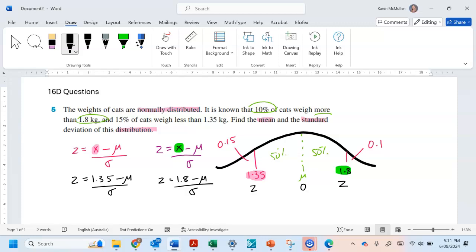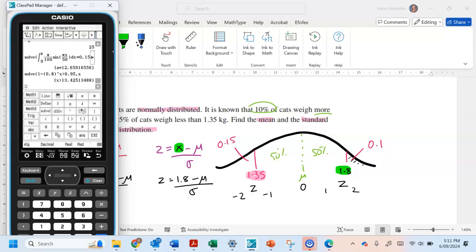Sorry, I'm thinking ahead. If we've got 10% up here, in this section, I know that's going to be somewhere between 1 standard deviation and 2 standard deviations. And down the other end, it's going to be somewhere between -1 and -2 standard deviations from the mean. So to calculate the corresponding z value, let's do 1.35 first of all.